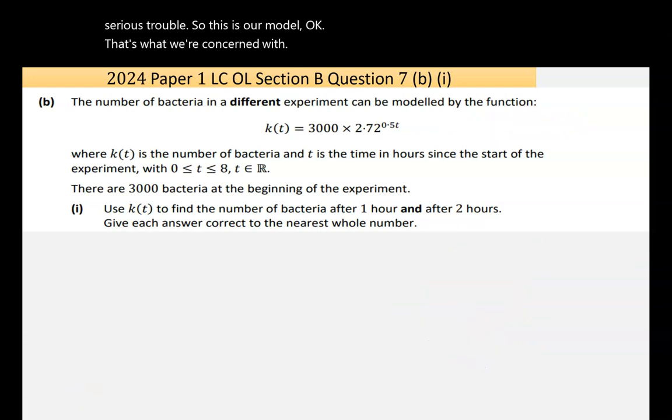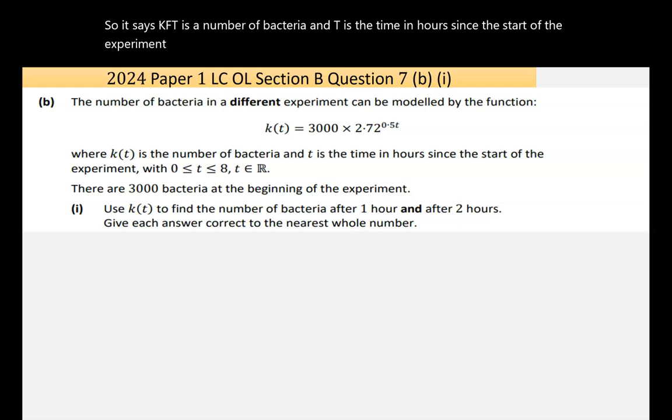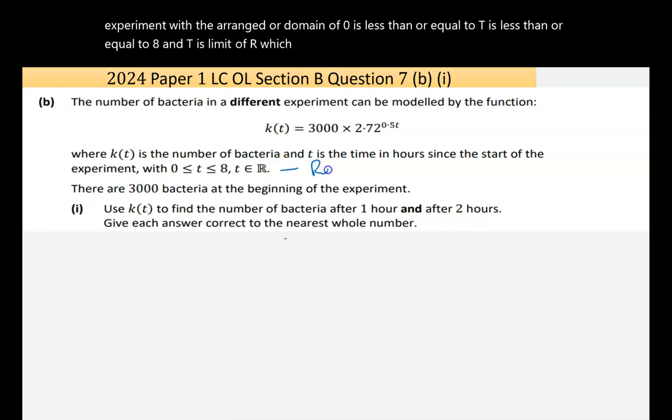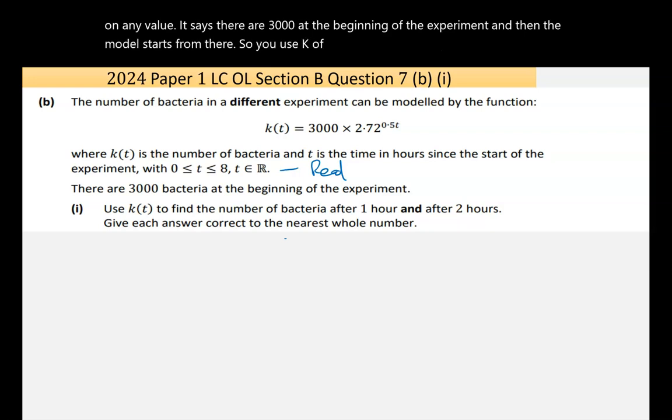So it says K of t is the number of bacteria and t is the time in hours since the start of the experiment, with a domain of 0 is less than or equal to t is less than or equal to 8, and t is an element of the reals, which again just means it's a real number, so it can take on any value. It says there are 3,000 at the beginning of the experiment, and then the model starts from there. So use K of t to find the number of bacteria after 1 hour and after 2 hours.